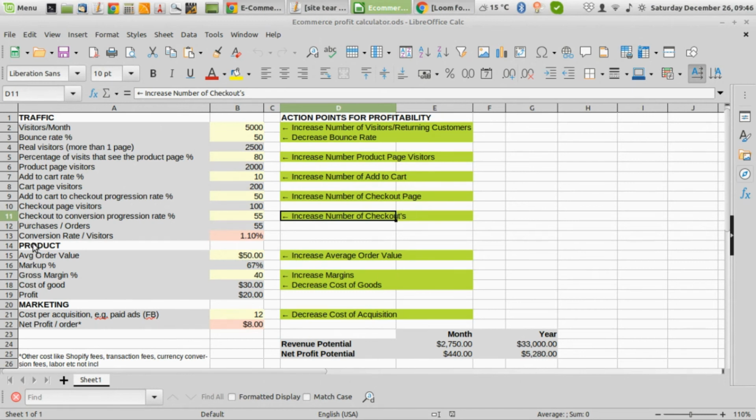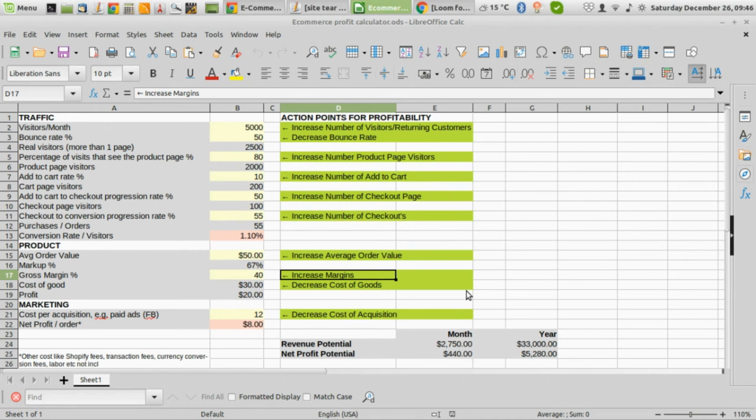The other way is obviously we want to increase our average order value. So we want to find ways to get people to add more to the cart. We can do this with upsells and cross-sells and downsells. We can also do some price testing, if we can increase the price of the product without having a drop in conversions. Obviously, next one is increase the margins.